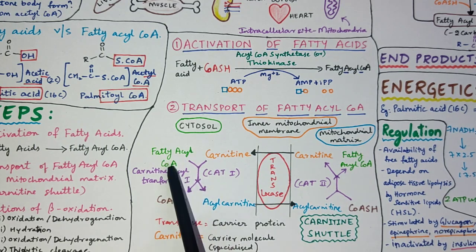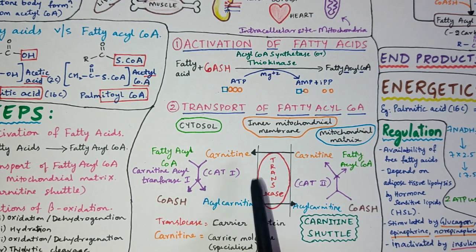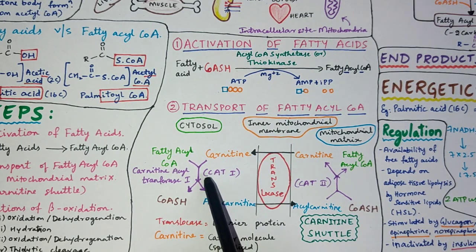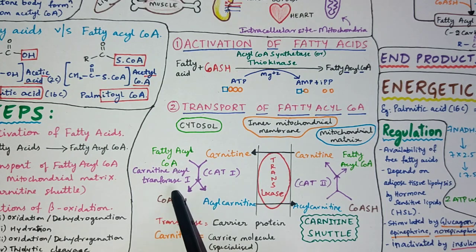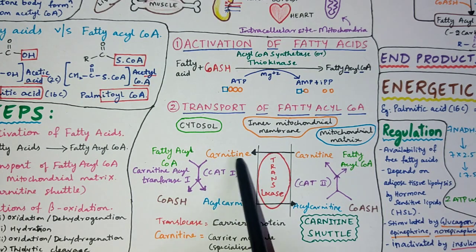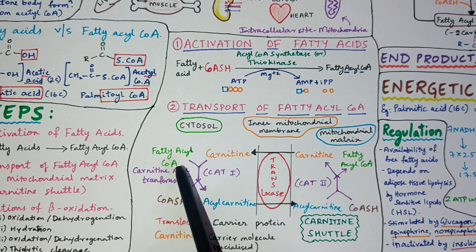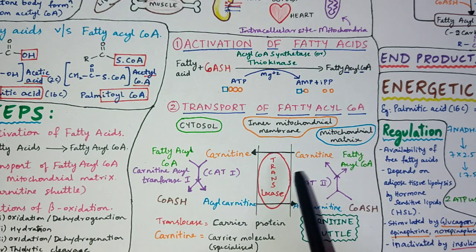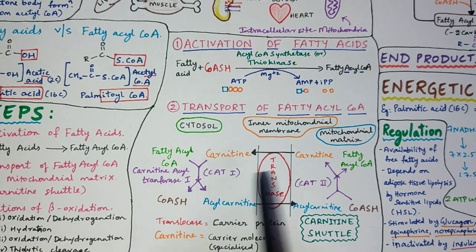Here, fatty acyl CoA and carnitine join together and form acyl carnitine and CoA-SH. This is done by the enzyme CAT-A or carnitine acyl transferase. It is very easy to remember. As I said, this is carnitine, this is acyl, and there is transfer of fatty acyl CoA from cytosol to mitochondrial matrix. So the enzyme name stays as carnitine acyl transferase 1.